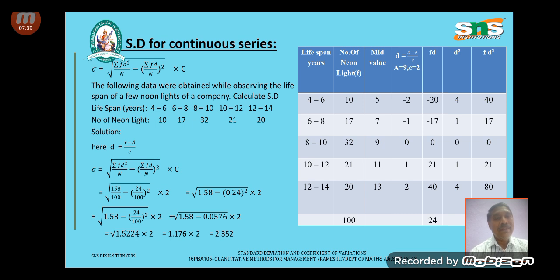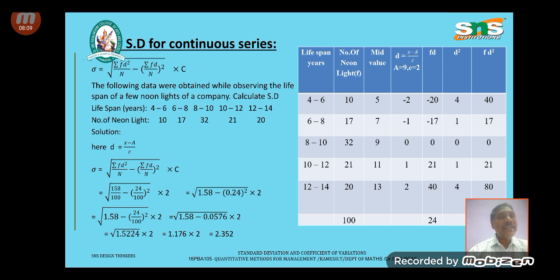So here, as usual, like the previous one, we write the interval and the number of neon lights, and we calculate the mid value from the given interval, that is 4 plus 6 by 2 is equal to 5. Next interval 6 to 8, the mid value is 6 plus 8 is 14 by 2, that is equal to 7, and so on. 9, 11, 13 are the mid values.